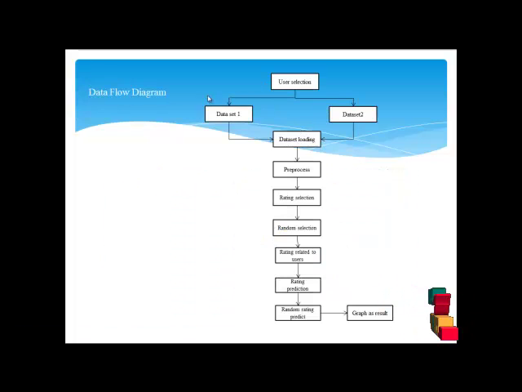Our data flow diagram. In the data flow diagram, first we want to do the user selection. In the user selection, it mentions dataset 1 and dataset 2. We have 2 datasets to load into the database. The first dataset contains the trust, and the second dataset contains the users' ratings. The users' rating relates to the application, and the trust relates to the user's ID.